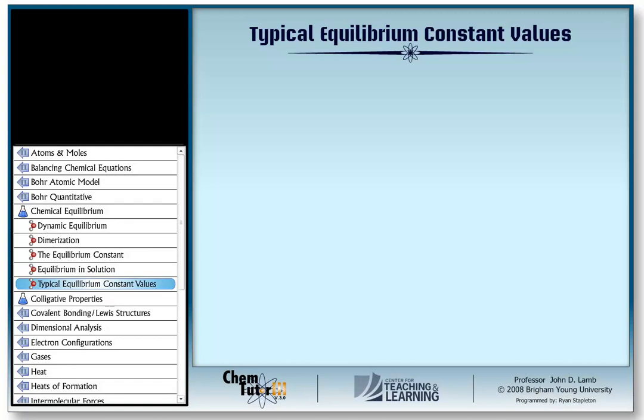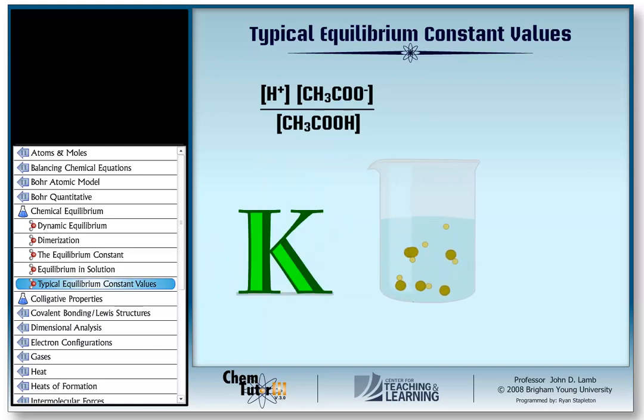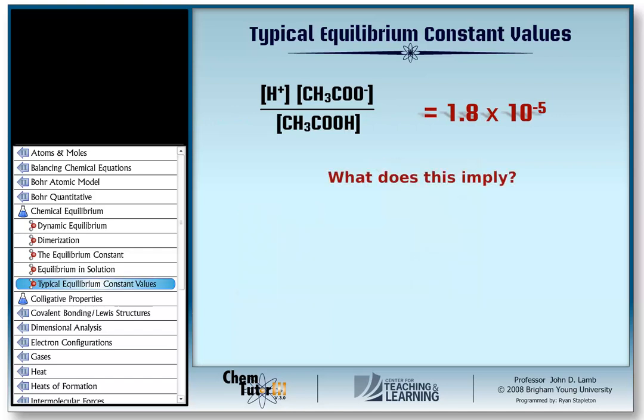Let's look at some typical values of equilibrium constants and see if we can make sense of what they mean. For example, here's that same reaction we just saw for the ionization of acetic acid in water. And here's the expression for the equilibrium constant. And by the way, these constants are typically represented by the capital letter K. The value of this constant at room temperature is 1.8 times 10 to the minus 5. So what does this imply? Well, this is a very small number, isn't it?